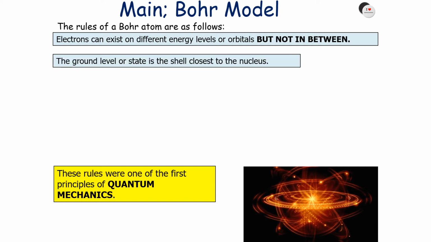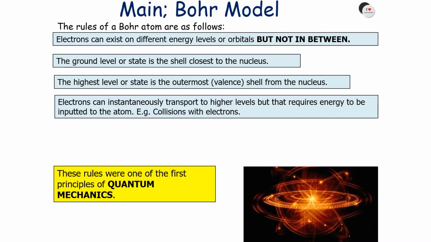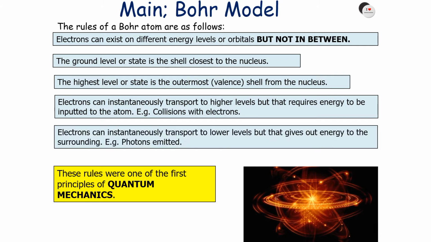The ground state or level is the shell closest to the nucleus. The highest level or state, which is the most outermost from the nucleus, is called the valence shell. Electrons can be instantaneously transported to higher levels, but that requires energy to be inputted into the atom. And electrons can instantaneously transport to lower levels, but that gives out energy to the surroundings.